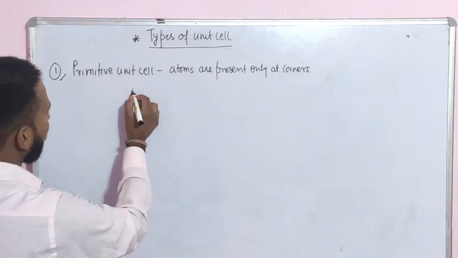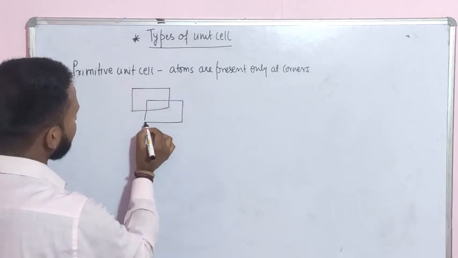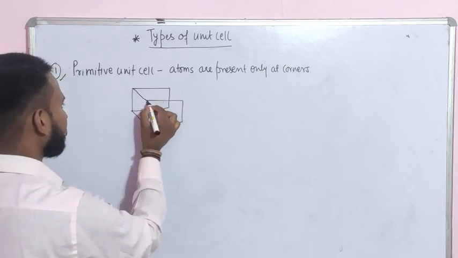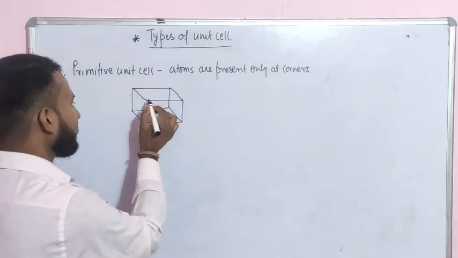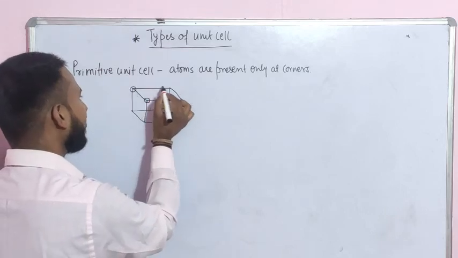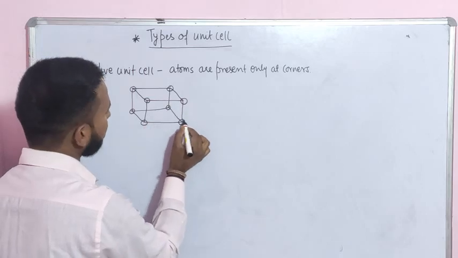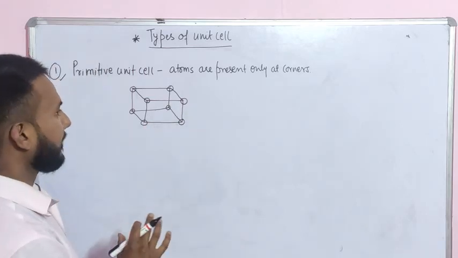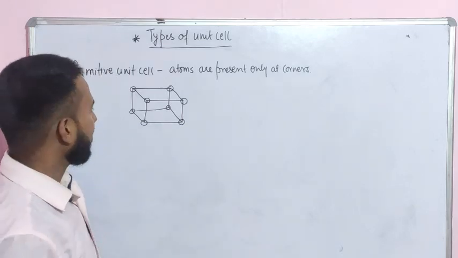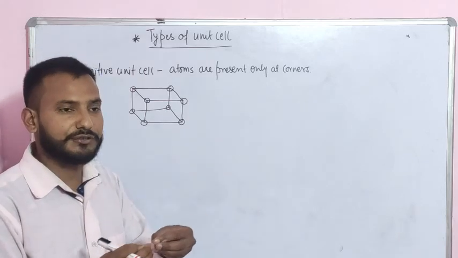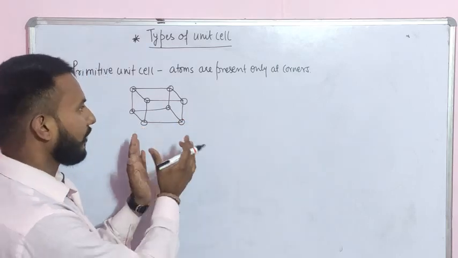For example, if I draw a cube over here, this is a simple cube, and the atoms are present only at corners. If the atoms are only present at corners, that means this is a simple cubic structure. This is only one way of representation. Actually, these atoms will touch each other; every atom is in contact.